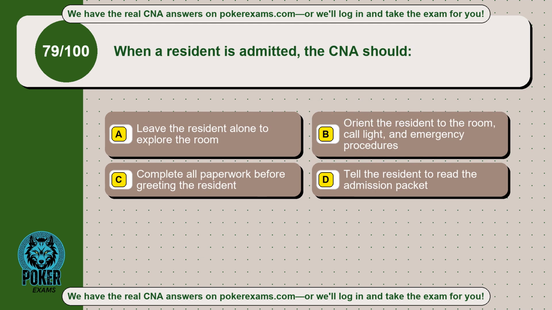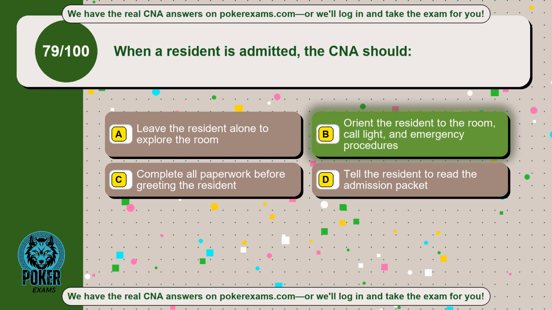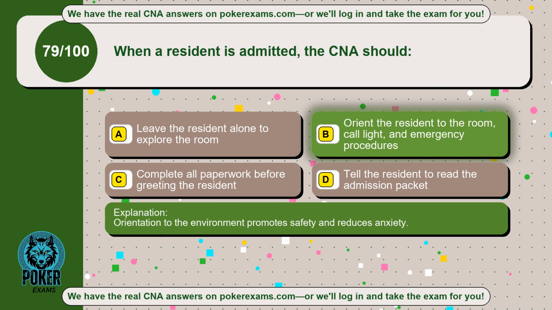Question 79. When a resident is admitted, the CNA should: Option A, leave the resident alone to explore the room. Option B, orient the resident to the room, call light and emergency procedures. Option C, complete all paperwork before greeting the resident. Option D, tell the resident to read the admission packet. The correct answer is option B, orient the resident to the room, call light and emergency procedures. Orientation to the environment promotes safety and reduces anxiety.